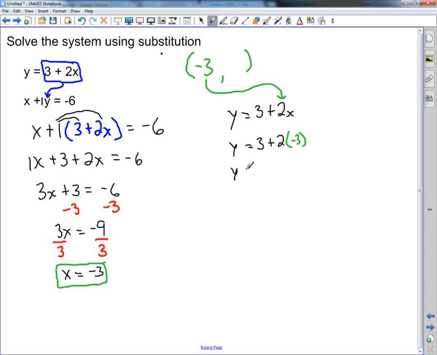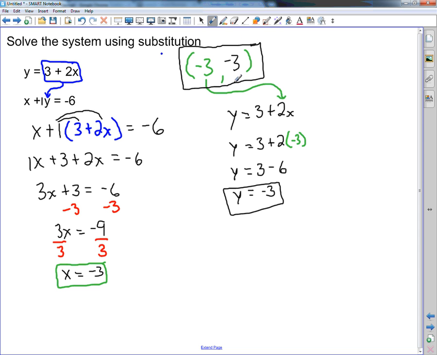So we have y equals 3 plus 2 times -3, which is -6. And y equals -3. So again, we found the solution is at -3, -3. And we should be finding the same point. Doesn't matter which method we use.